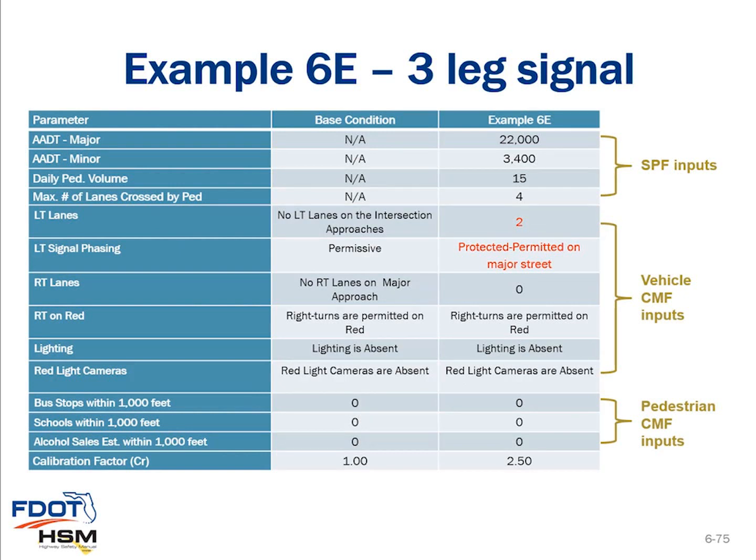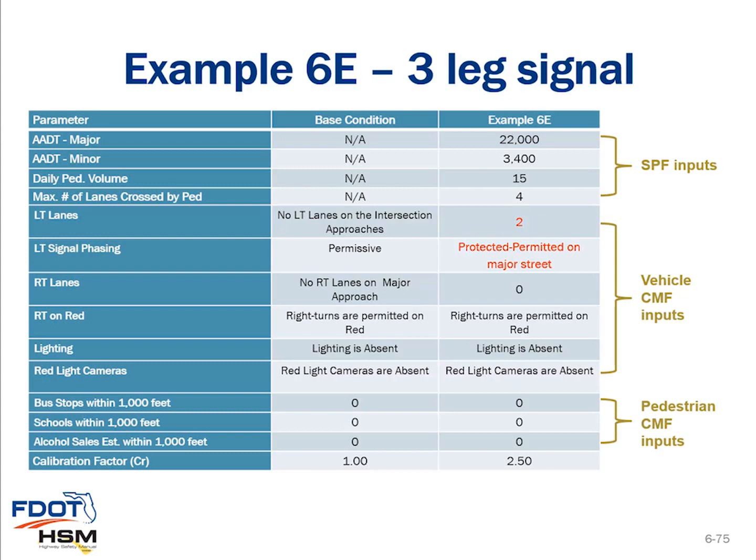Again, it's signalized. We have the minor and major approaches at average annual daily traffic. We have the daily PED volume of 15. The maximum number of lanes crossed by a pedestrian is 4. Then we go through and provide the crash modification factor inputs. 2 left turn lanes. We do have protected permitted on the major street. Those 2 are basically differences from the base condition, and everything else is base condition information. We do not have any bus stops, schools, or alcohol sales establishments within 1,000 feet, and we're using the current FDOT calibration factor for this analysis.